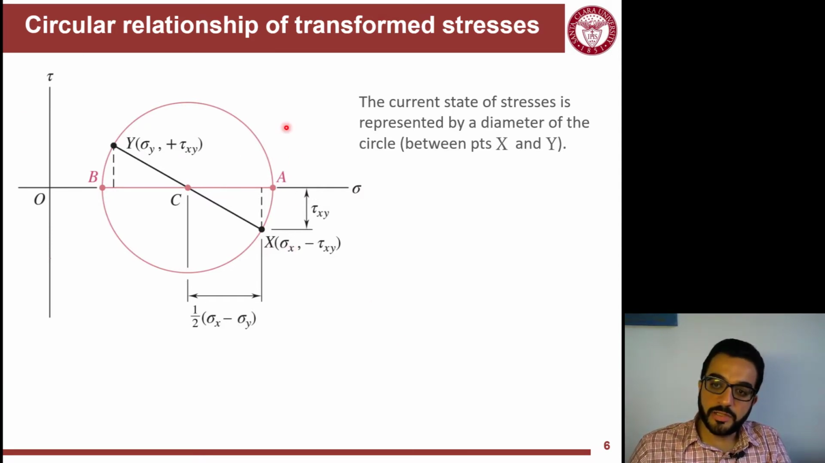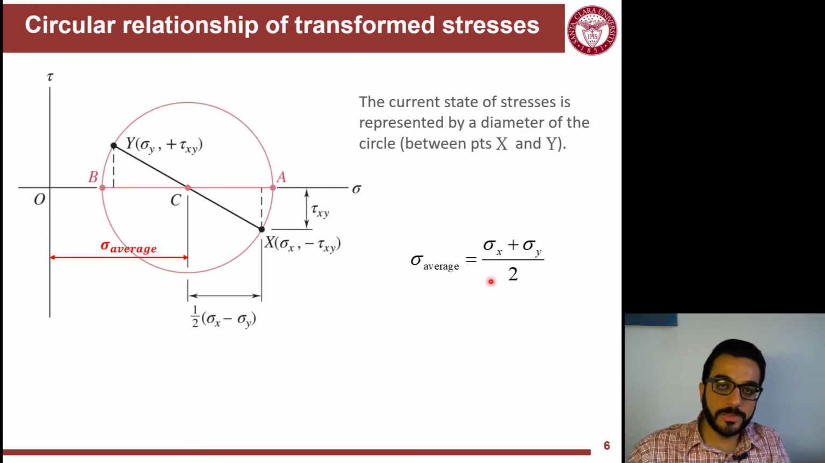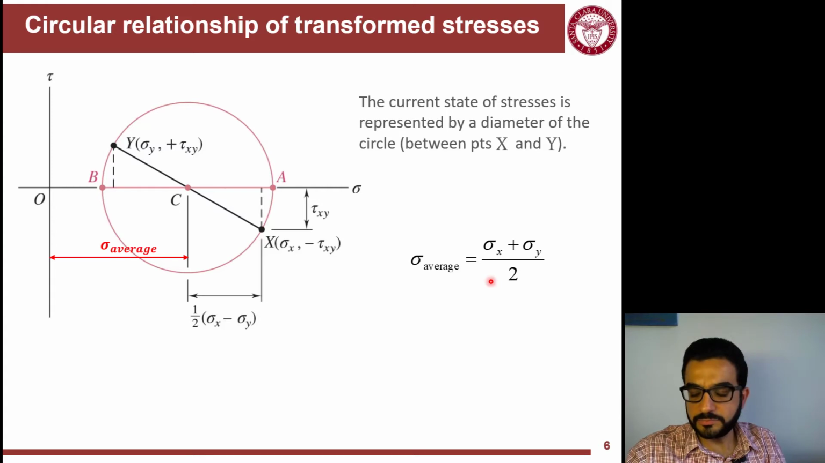And for that circle, I can know the center of it, which is here. It's the sigma average, or the average between the x coordinate of this point and this point, which is basically sigma x plus sigma y over 2. So that's a circle: I need the center, and I also need the radius to be able to define the circle completely on any point on it.